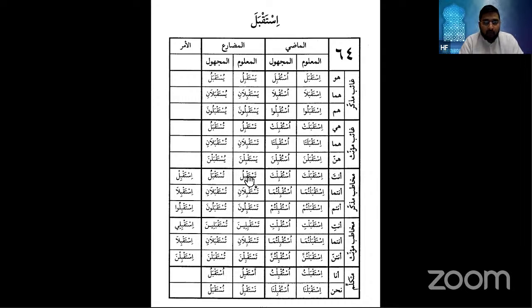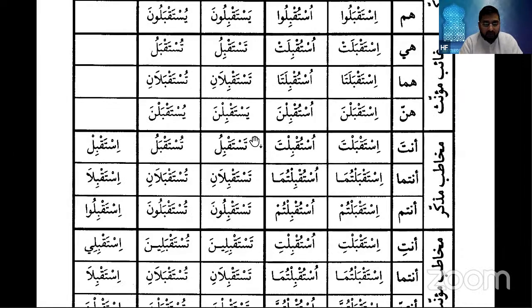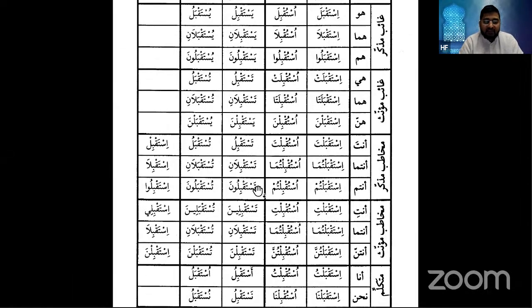Okay. Now in the present tense, like in akrama, yukrimu, the alif was dropped. In this, the same happens. The alif is dropped, and it becomes tastaqbilu. Only the sin and ta remain, which are the additional letters. Tastaqbilu. So remember this point. All of the imperatives, when they are made, have exactly the same formation and format.